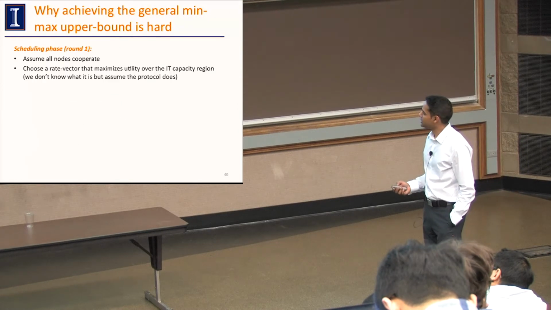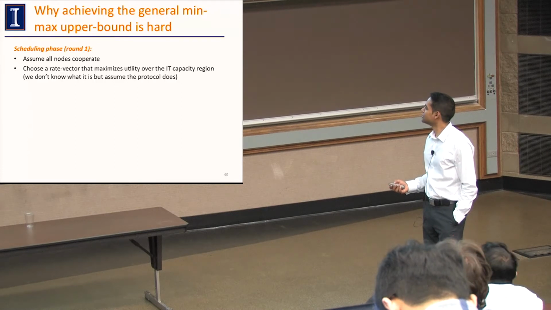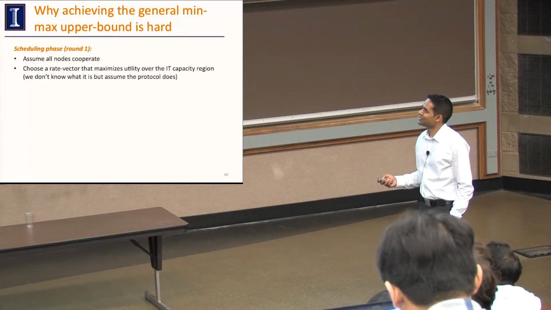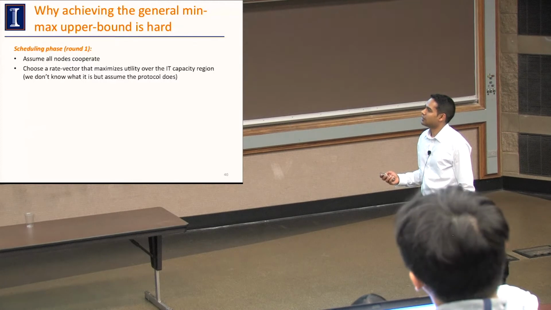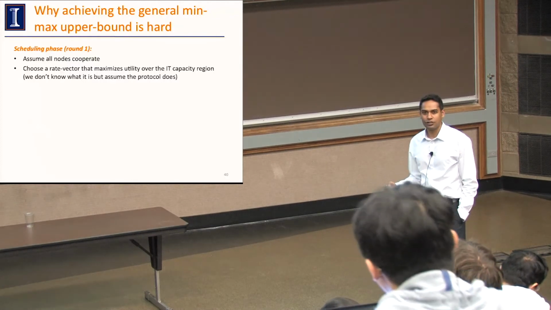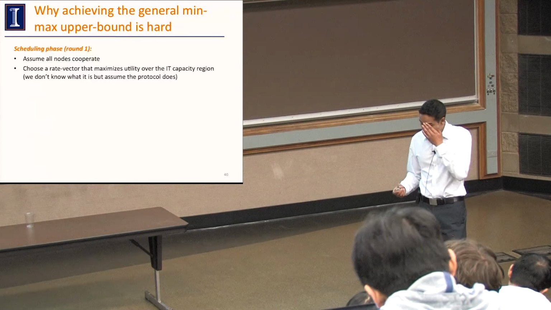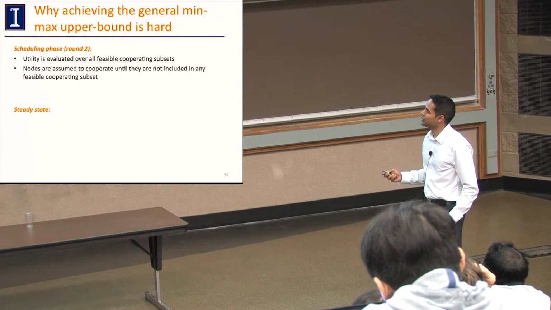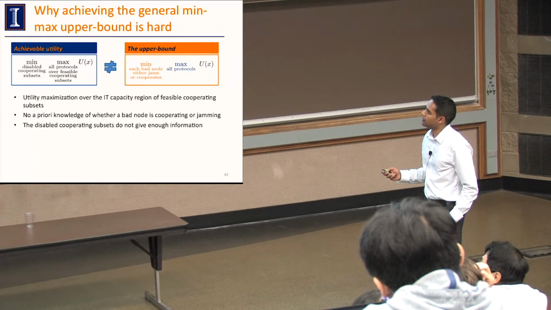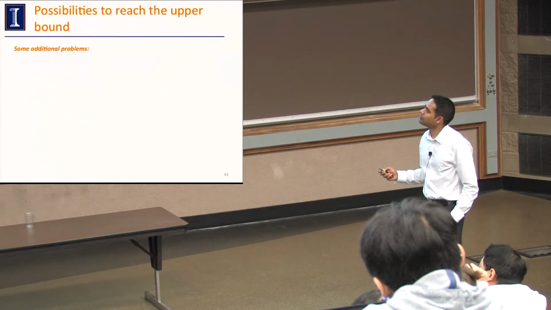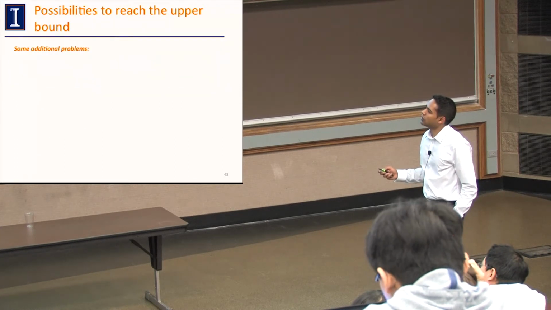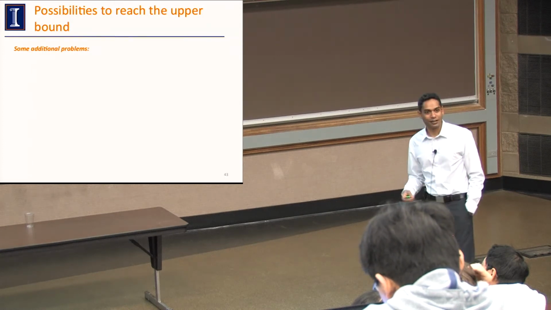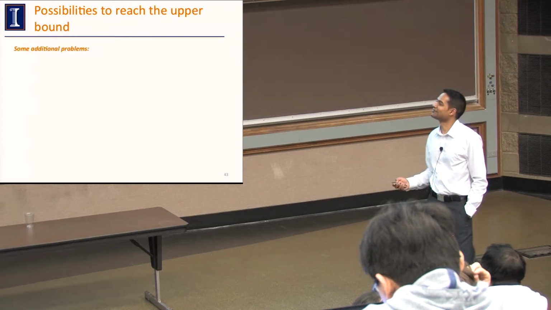Okay, I guess I have maybe a few more minutes left. So in conclusion, I'm going to try and explain to you why it's really difficult to achieve the big upper bound, the upper bound over all, where the rate is over the information theoretic capacity region.